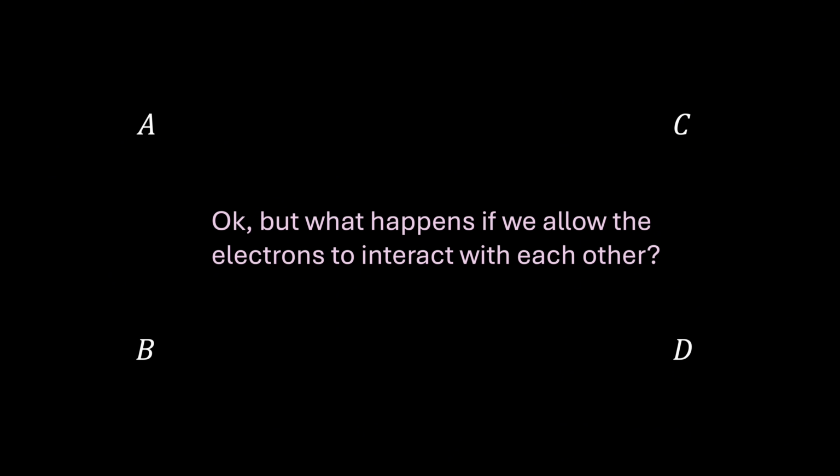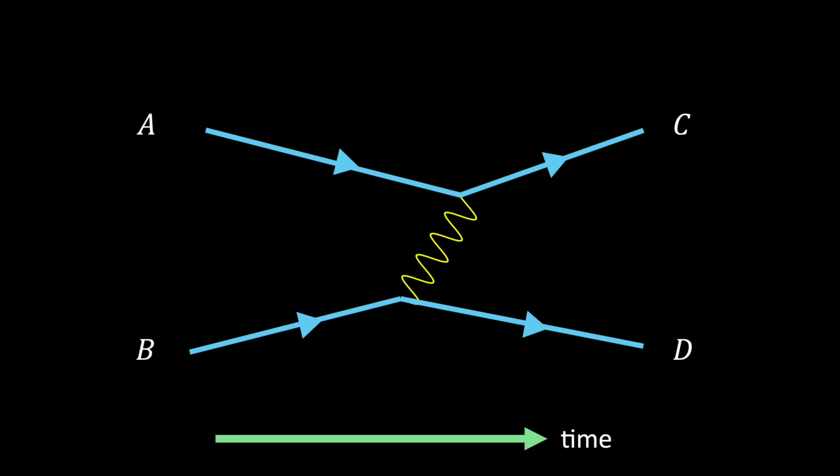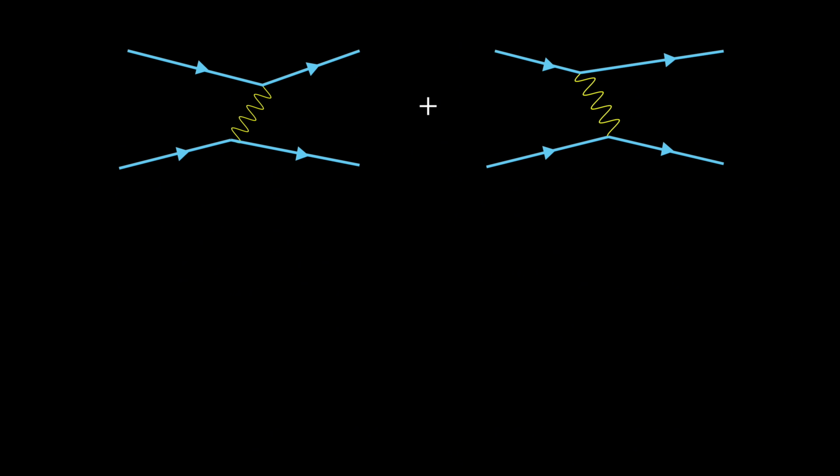Okay, but what happens if we allow the electrons to interact with each other? The electromagnetic interaction between the two electrons arises from the exchange of a virtual photon. If one electron emits a virtual photon and the other absorbs it, we can draw a diagram showing this single photon exchange. In this diagram, if we imagine time running from left to right, we see that it was electron A that emitted the photon and electron B that absorbed it at a later time. But we could equally imagine the scenario where electron B emits the virtual photon and electron A absorbs it at a later time. In quantum electrodynamics, these two time-ordered pictures are not treated as separate processes.